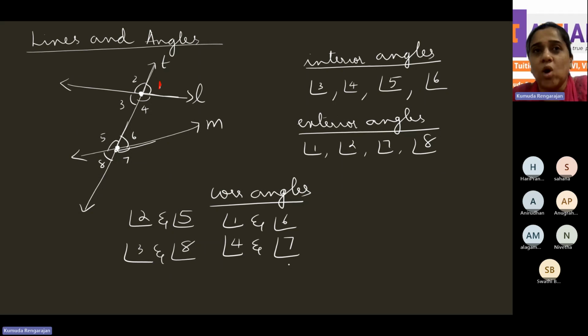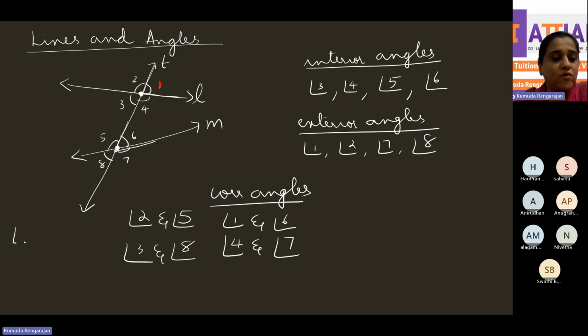Alternate angles lie on either side of the transversal. Again, here also they'll have different vertices. They lie on either side of the transversal, and both the angles will be interior angles or both will be exterior angles. All right. So let's identify such pairs from this figure here.